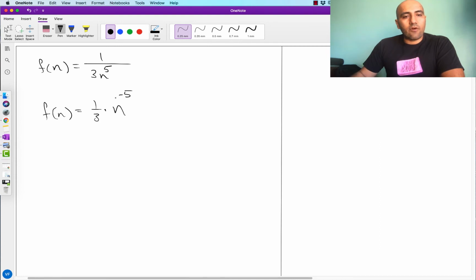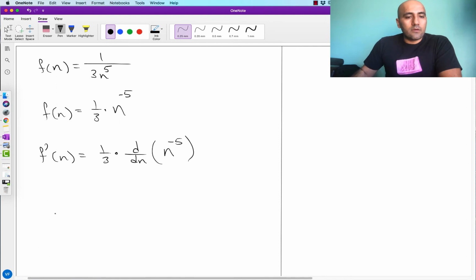And so now this falls under the power rule, and we have a constant times a function that is differentiable under the power rule. So now its derivative, f prime of n, is going to be equal to 1/3 times the derivative with respect to n of n to the -5 power. And so f prime of n is equal to 1/3 times, and now we use the power rule here. This is going to be equal to -5 n to the -5 minus 1. Right? Bring that down, subtract 1 from the exponent.